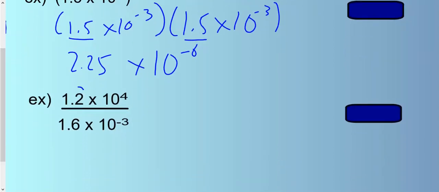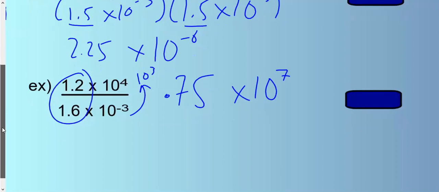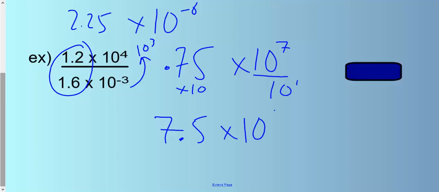Okay, here's a division one. 1.2 divided by 1.6 is 0.75, or 3/4. And then 10 to the fourth, and then I'm going to move this up to the top, so it's 10 to the positive 3, so that'd be 10 to the 7th. Now again, this number is not in scientific notation, so what I can do is I can multiply this number by 10, and then divide this number by 10. You're not changing the number at all, you're just changing how it looks. So 10 to the 7th divided by 10 to the first is 10 to the 6th. That's one way. The other way, of course, would be to convert it into standard form and then go back to scientific notation.